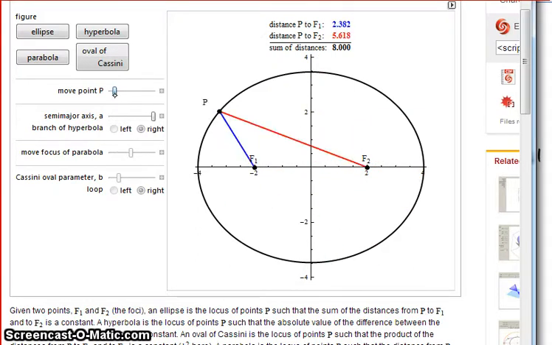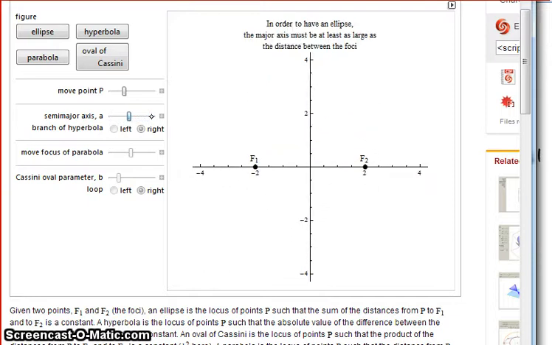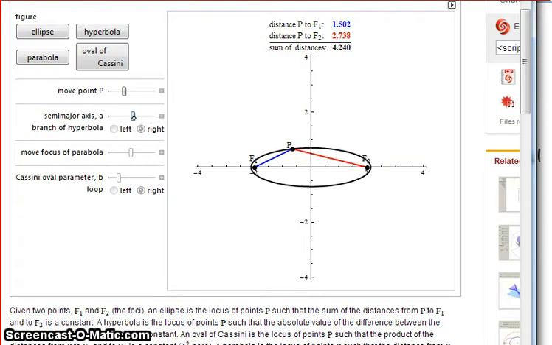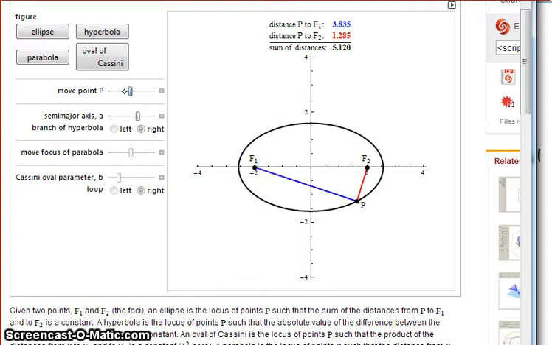But no matter where I am on the circle, even if I'm all the way almost flat, or even if I'm at the very top here, now the sum is 8. If I change the sum to something very small, well, let's see what this says. In order to have an ellipse, the major axis must be as large as the distance between the foci. Okay, so this is like the smallest ellipse I can get right here. Anything less than this turns out to be impossible. So here's the last one, 5.